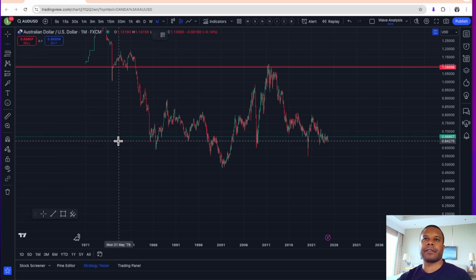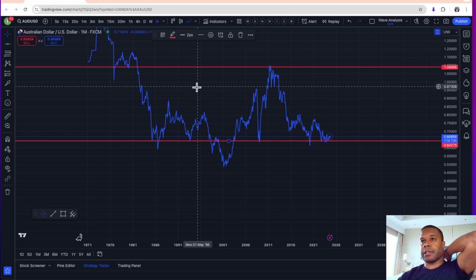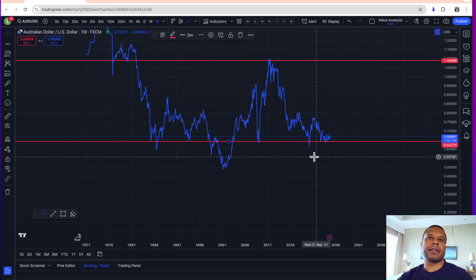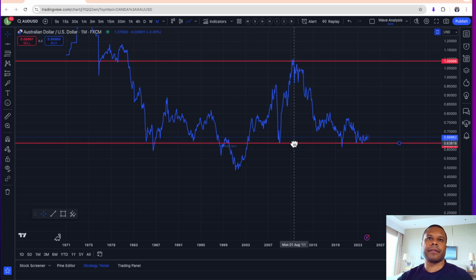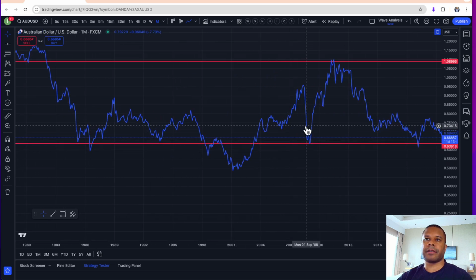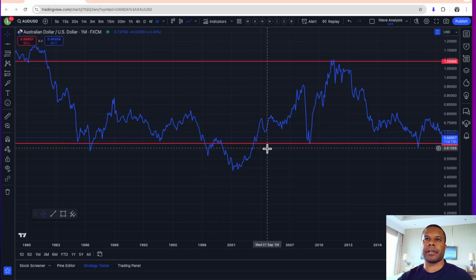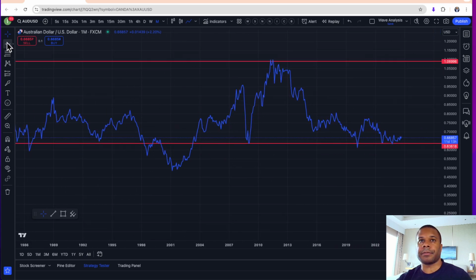I could find these floors and ceilings. And if it's hard for you to see, I've illustrated this before: you could go to a line chart so you can really see where those major areas of peaks are, coming down as well as coming up. Where are these major areas of floors and ceilings being developed?